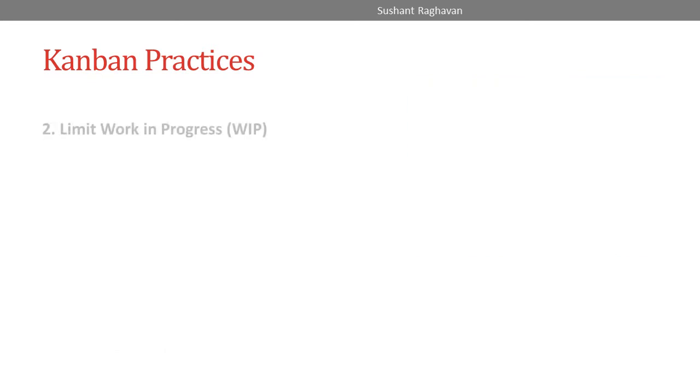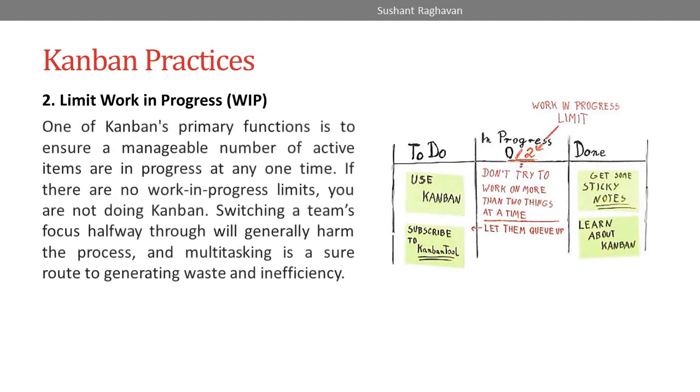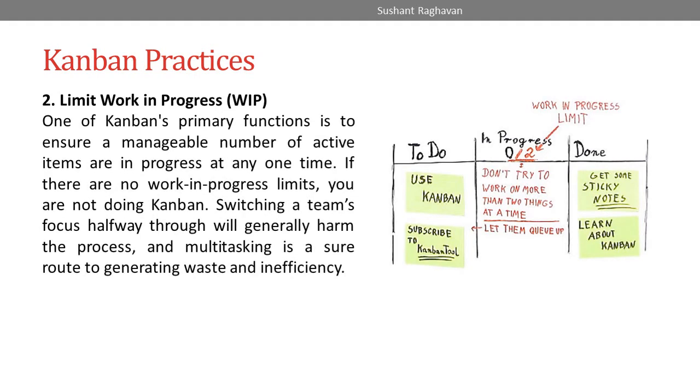Kanban Practices. Limit work in progress. One of Kanban's primary functions is to ensure a manageable number of active items are in progress at any one time. If there are no work in progress limits, you are not doing Kanban. Switching a team's focus halfway through will generally harm the process, and multitasking is a sure route to generating waste and inefficiency.